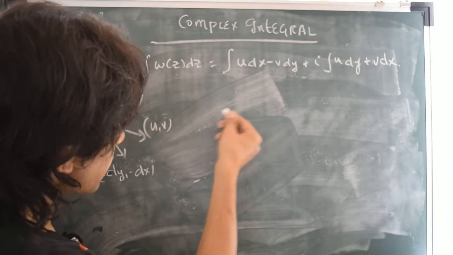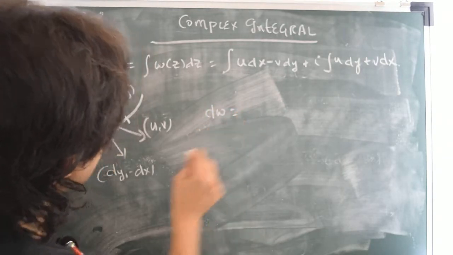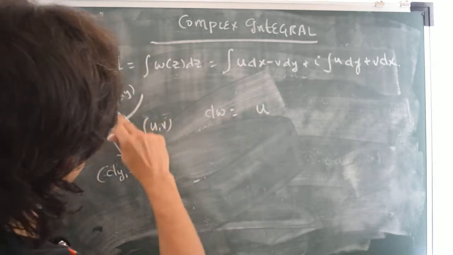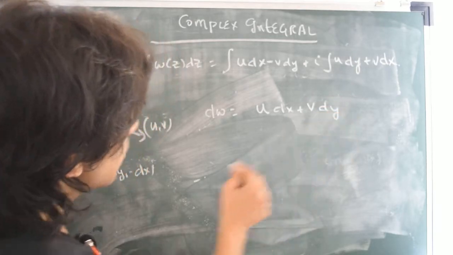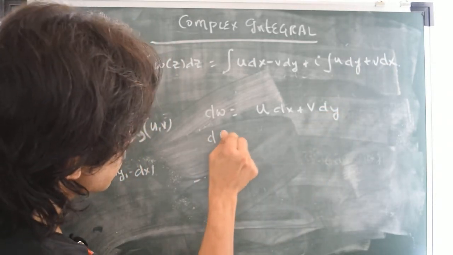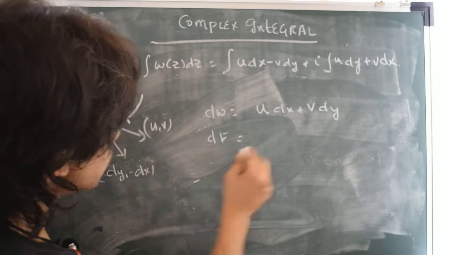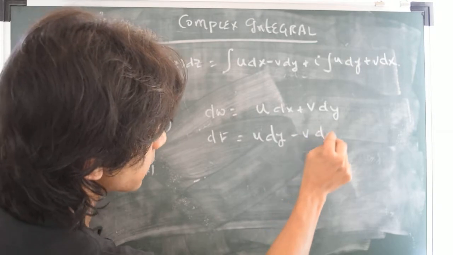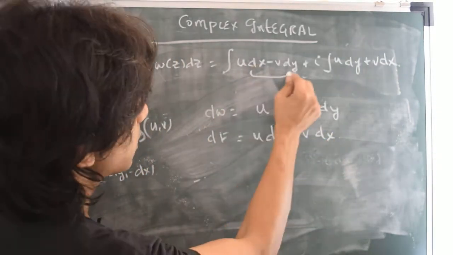So the infinitesimal circulation or work done, let's just use the notation work done, is the projection of this vector along the tangent, and that will be u dx plus v dy. Likewise, the infinitesimal flux will be the projection of this vector along the normal to the curve, and that will be u dy minus v dx. Right?